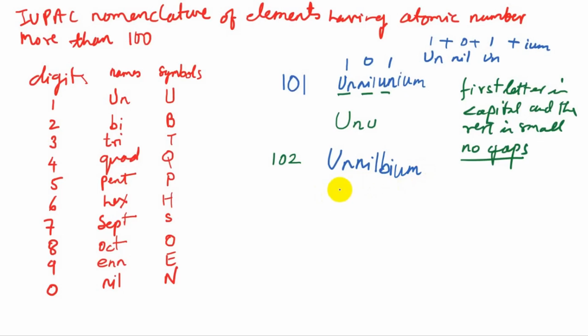So the formula is not the formula, the symbol. Symbol will be UNB. Is it correct? Anyone, any problem? No, sir. Anthony?